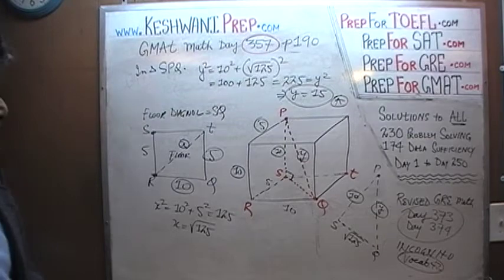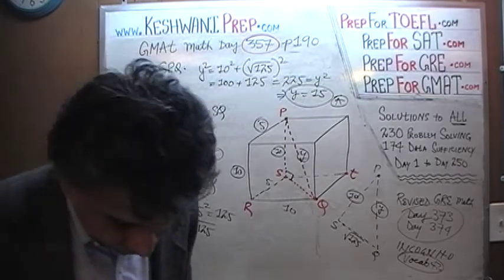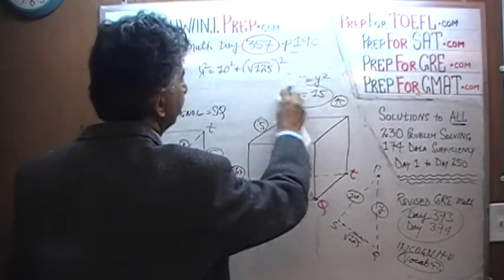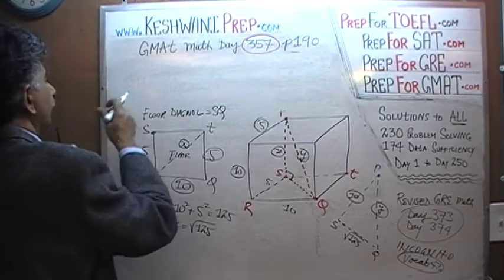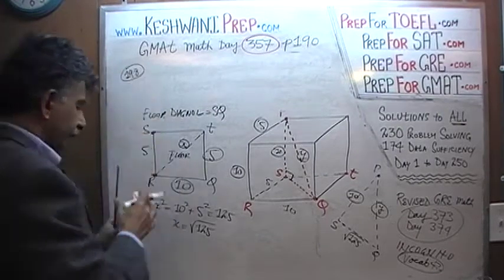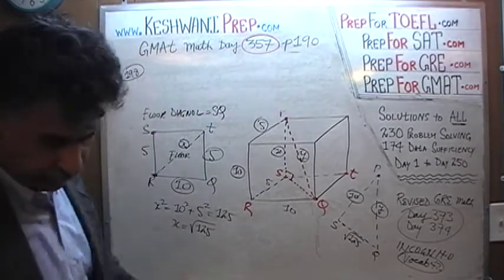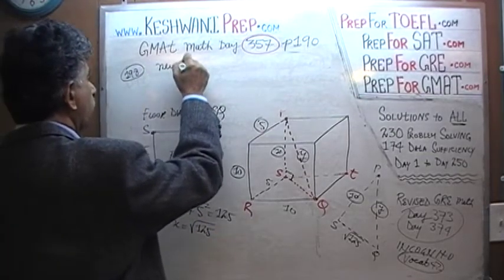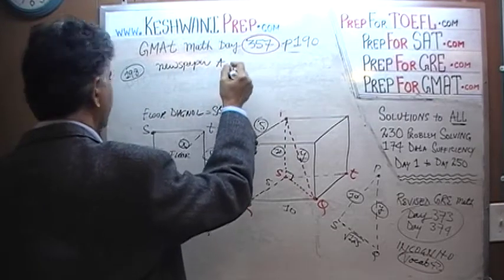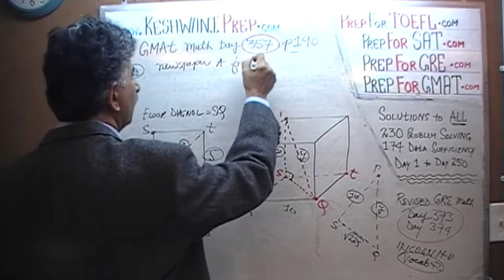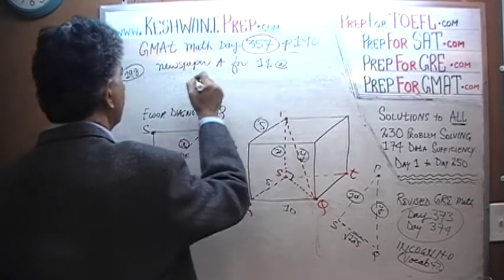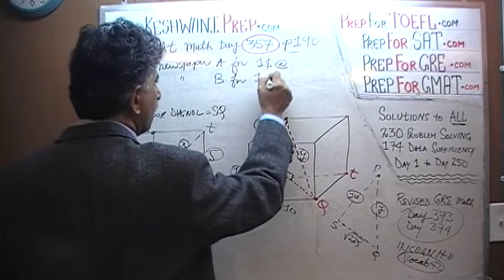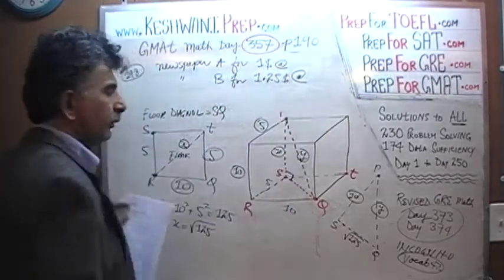Let's go to the next one. Number 198. In number 198, we are told that we have newspaper. We have newspaper A that we are selling for $1 each. We have newspaper B that we are selling for $1.25 each.